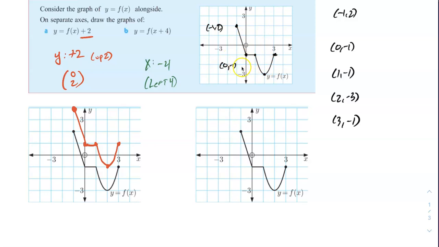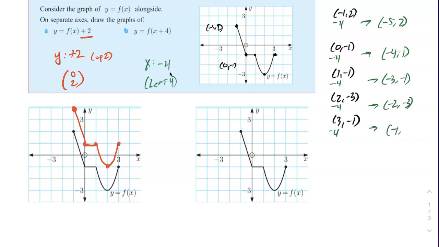If you don't like that, what else could you do? On your x values, you subtract 4. So we're going to go minus 4 on all these x values to get our new points. So this guy turns into -5 and 2. This turns into -4 and 1, -1. -3 and -1. -2 and -3. And -1 and -1. Right? All I did was inside opposite, so -4. I'm going to add -4 to all the x values. And I get these values.